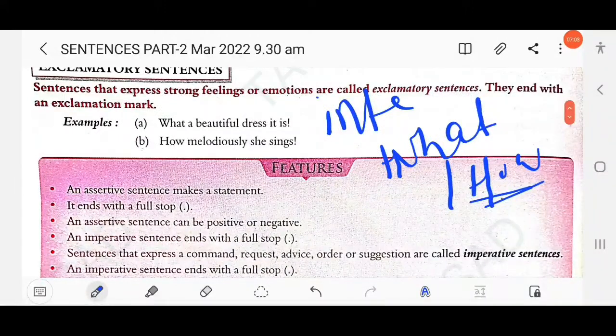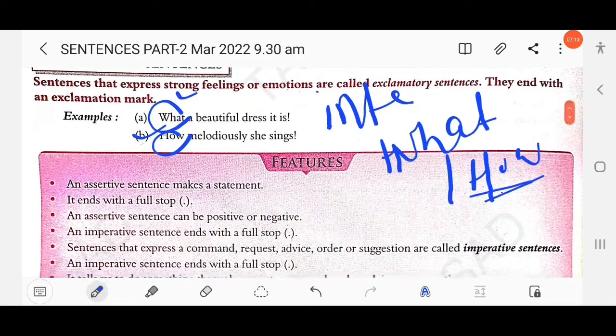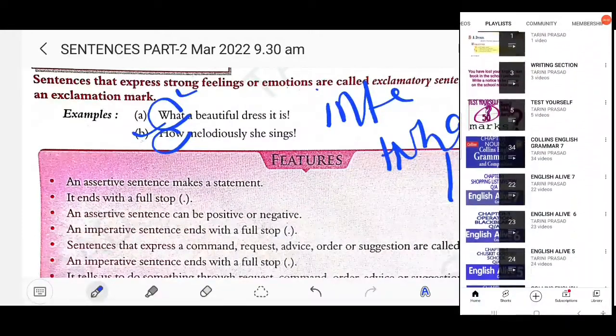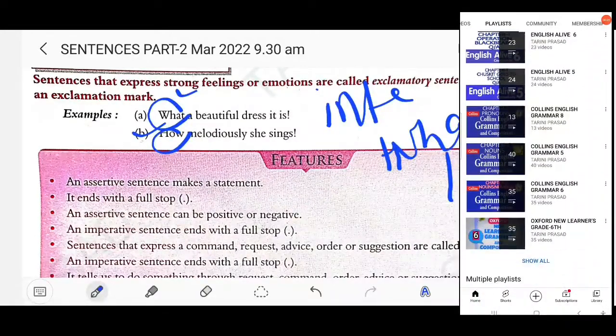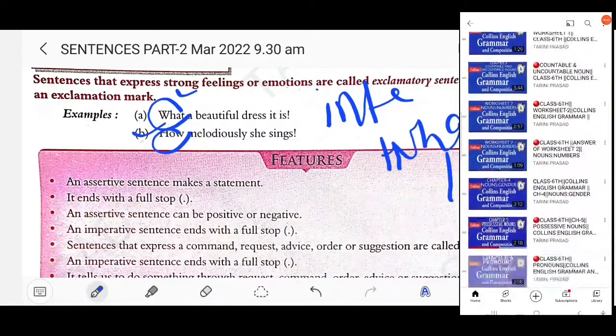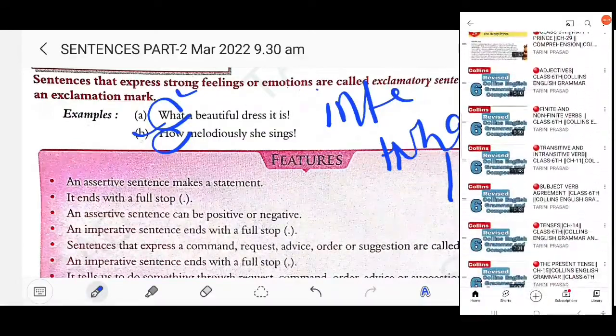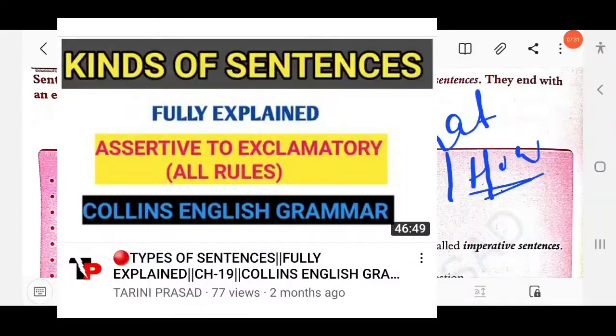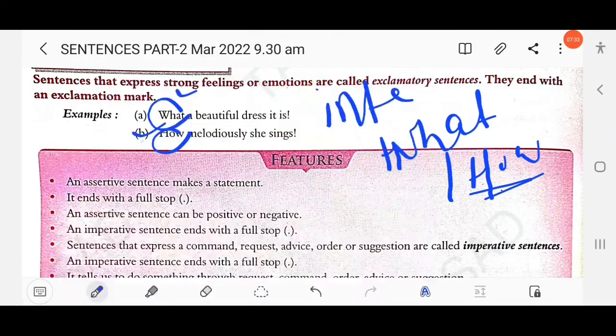So here just look at the examples: What a beautiful dress it is. Here what is used. And in the second sentence, how melodiously she sings. Here how is used, okay. So here you have to use what and how. I have also made a special video. Just look at the screen, you can go to the playlist section and watch. In that video I have briefly discussed how to change an affirmative sentence into an exclamatory sentence. Here you have to use what, how, right, okay.